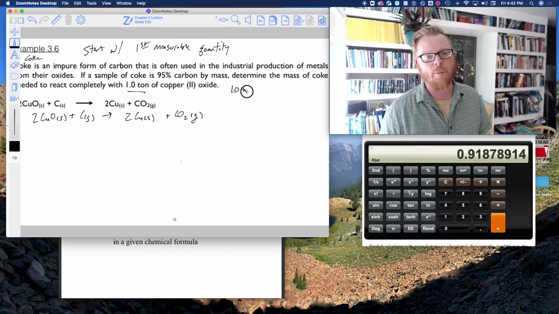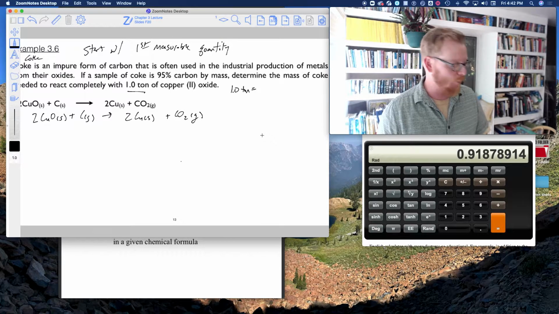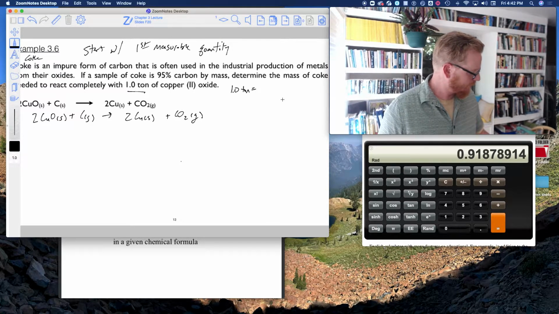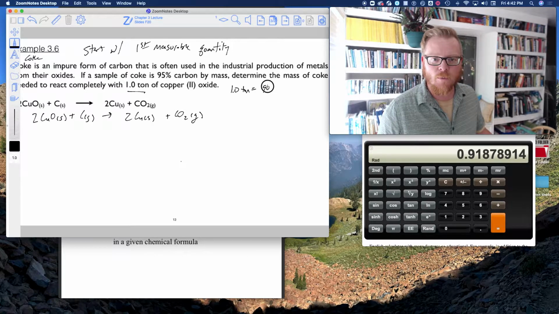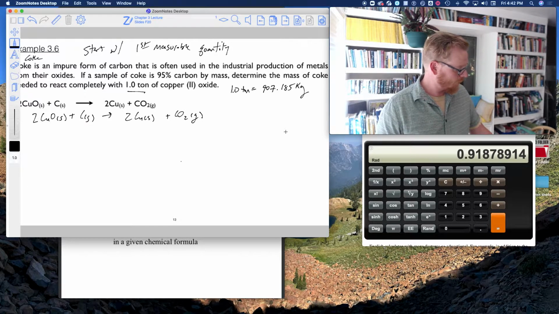So we look it up. We use the internet, we use our book. We look up what 1.0 ton is. And we're talking about a metric ton. I probably should have indicated that. 907.185 kilograms is 1 ton.